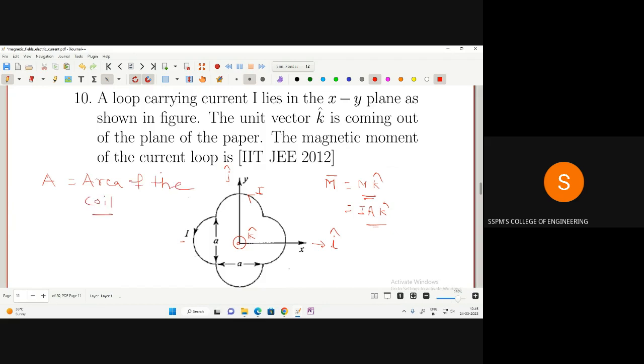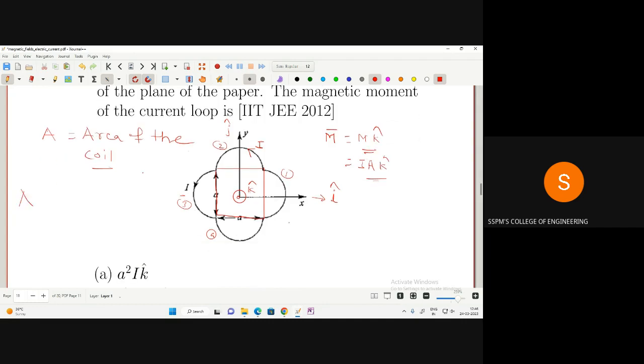Let's see how to find it. In this coil there are 4 semicircles: 1, 2, 3 and 4. And each semicircle has a diameter of a. You can divide the area enclosed by the loop into 2 sections. The first section is a square of side a, and the second section is the area of the 4 semicircles. If you find this area plus the area of the 4 semicircles, you can get the area enclosed by the coil.